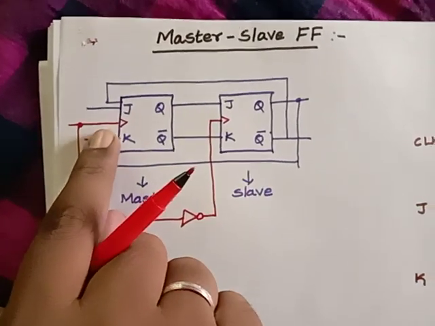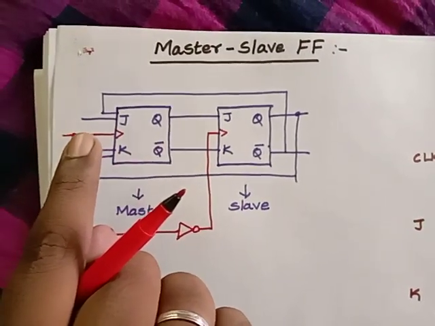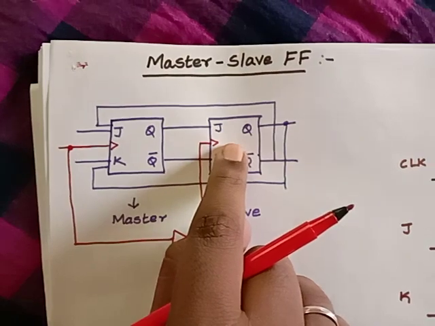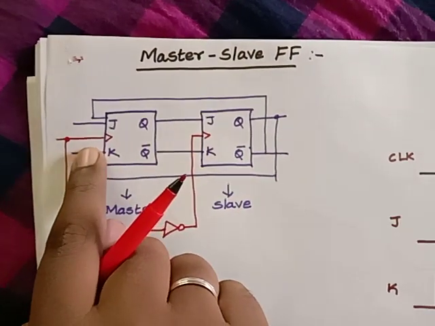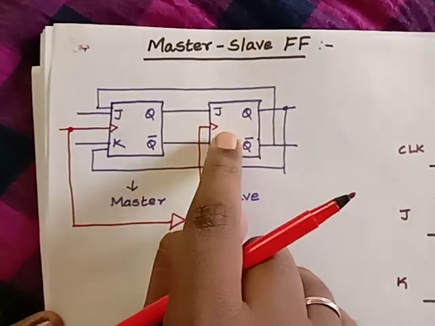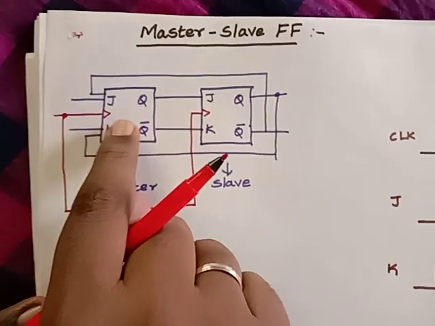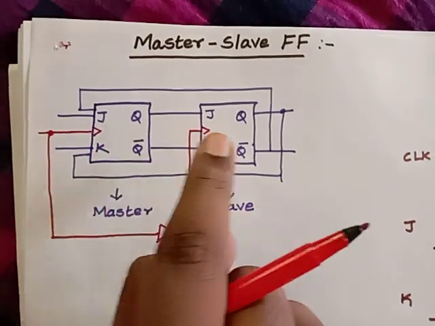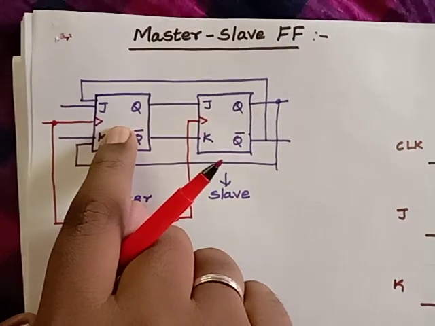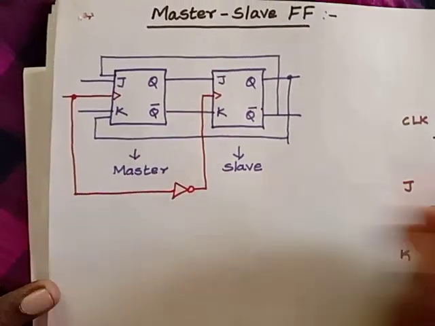Now suppose this flip-flop becomes active at positive level, then this one will become active at negative level. If this is getting activated at positive edge, this will be getting activated at negative edge, correct? So that means this will work first, and this will work after this finishes its work, correct? Now we'll see this with the help of a clock pulse.